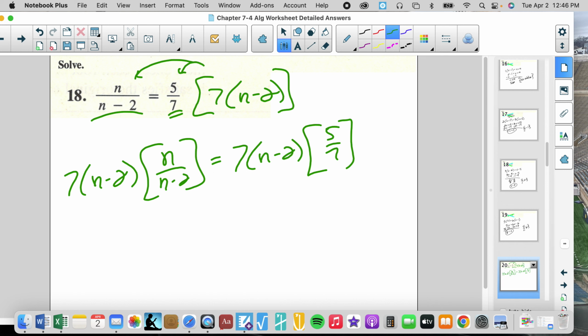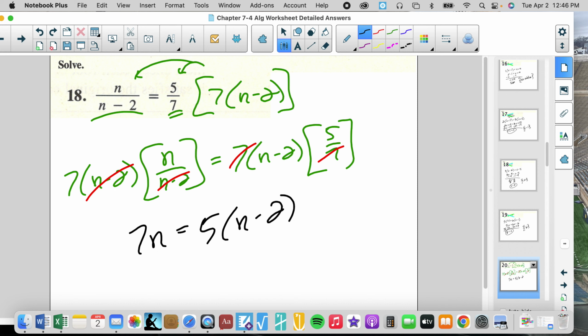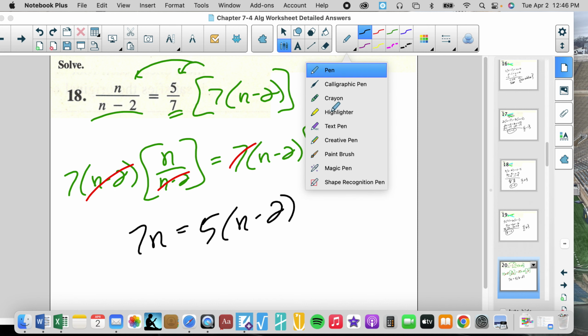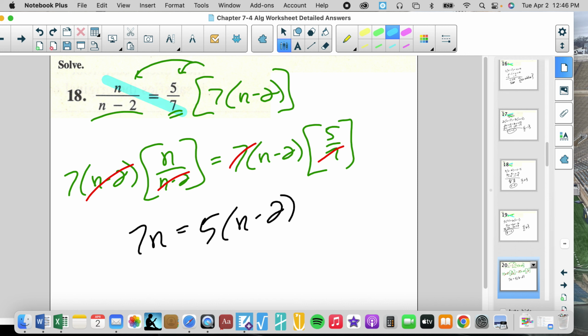Way, way easier. So now we'll cancel the n minus 2 with the n minus 2, which leaves us with 7n equals, and then we'll cancel the 7 with the 7. That leaves us with 5 times the quantity n minus 2. Now, notice if we had just done cross product, do you see what we end up with? 7n, 5 times the quantity n minus 2.